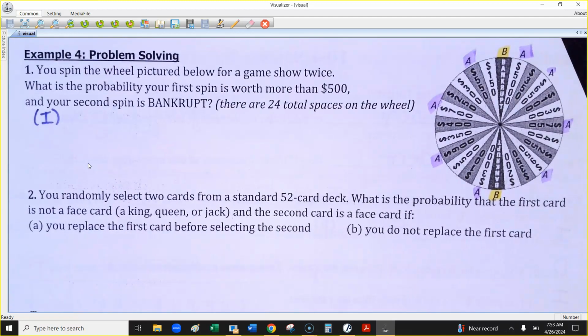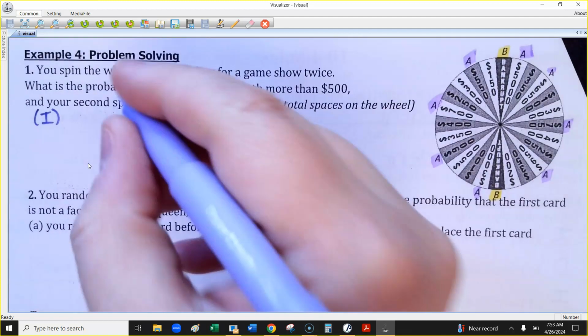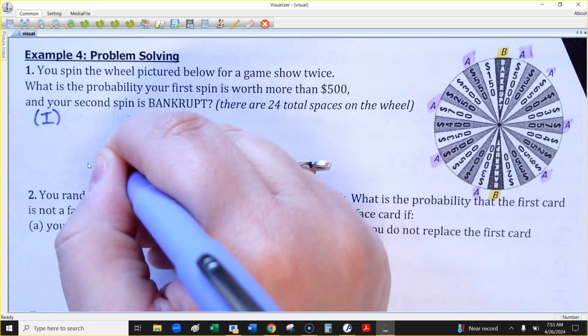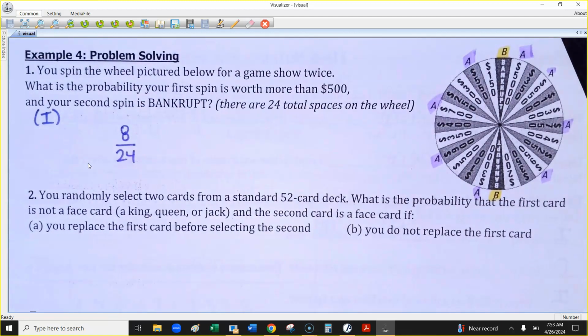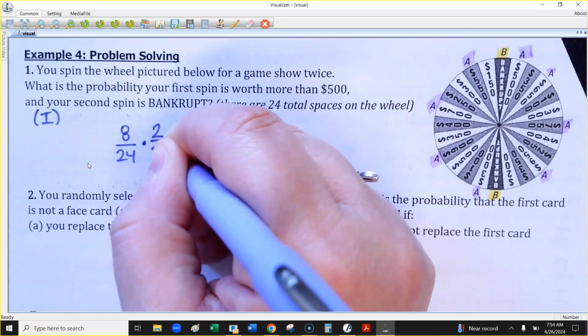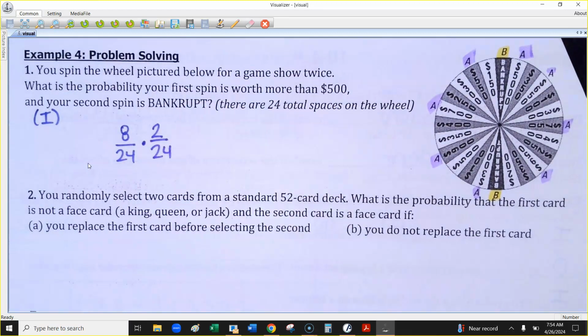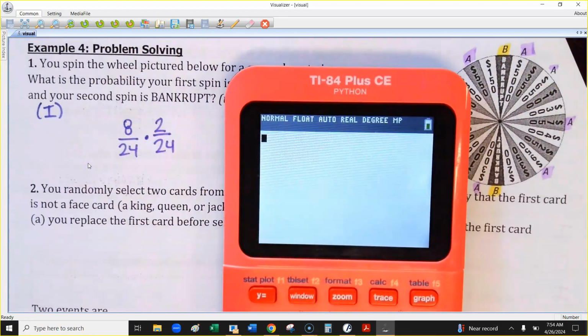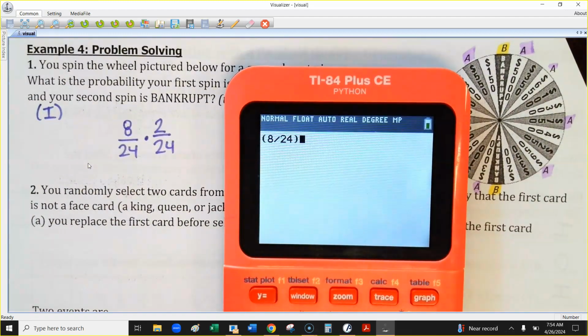Okay, so the probability I get one of these guys that's over $500, there's 8 of those out of the 24 spaces. We're just going to then spin again, so all the events are equally likely. That's independent, so there's 2 bankrupt spaces for that second one. And I know, again, you can reduce both of those fractions, but if you just want to do this on your calculator just to save some time, if you want to practice reducing fractions and multiplying them, you are more than welcome to do that as well.